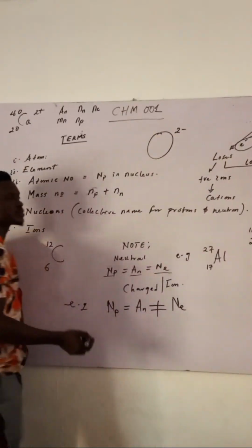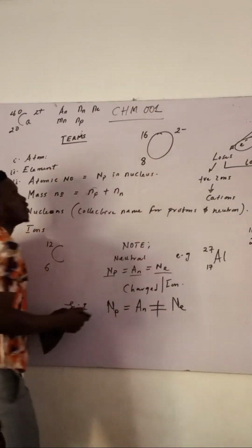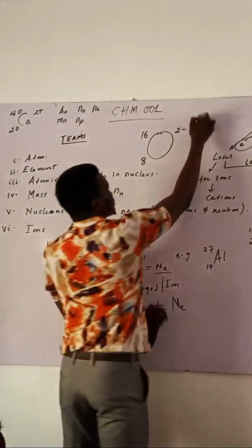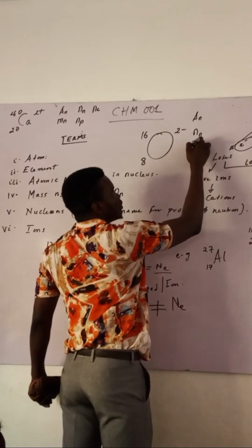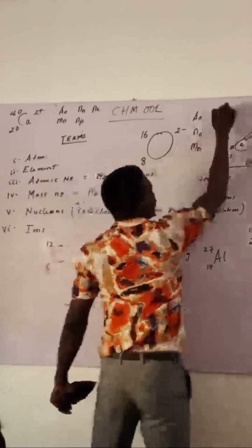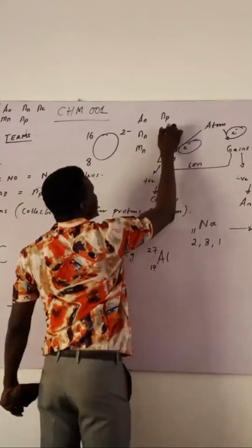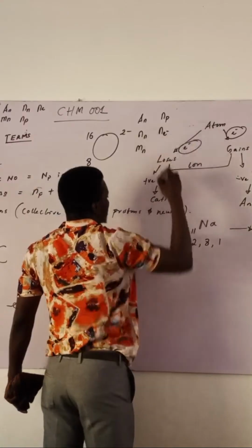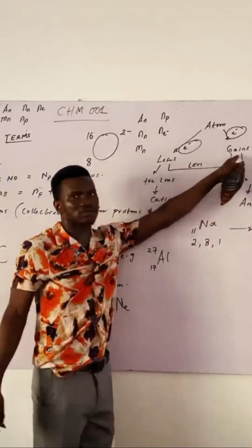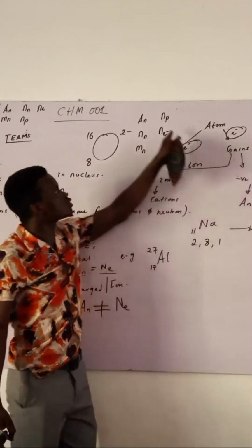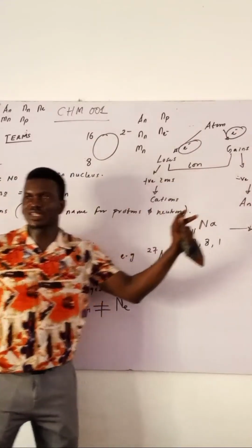O2 minus. In O2 minus, 8 and 16. What's the atomic number for this guy? 8. What's the number of neutrons? 8. What's the mass number? 16. What's the number of protons? 8. What's the number of electrons? 10. So to those of you that said 6, you remember, minus means it has what? Gained. It has gained 2 electrons, so you will add it to the 8. That makes 10. Do you see the difference now?